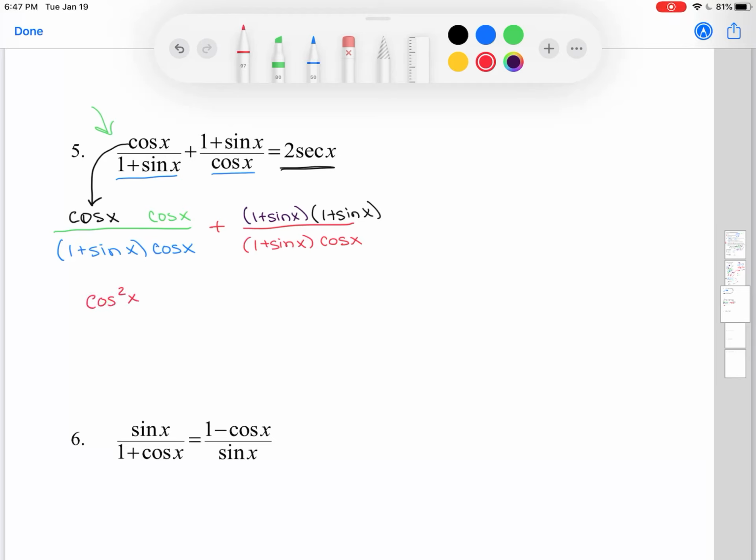Distribute, FOIL, whatever we got to do. So we get cosine squared x over, and I'm just going to keep the denominator as is. We'll worry about that if we need to. Plus, and then on the other side I have 1 plus 2 sine x plus sine squared x all over 1 plus sine x cosine x.